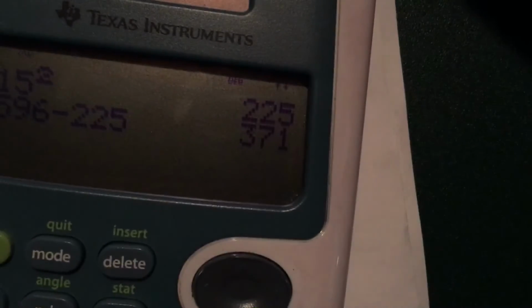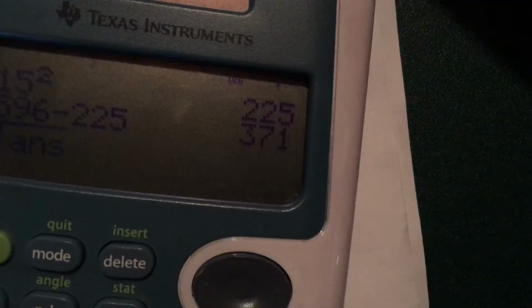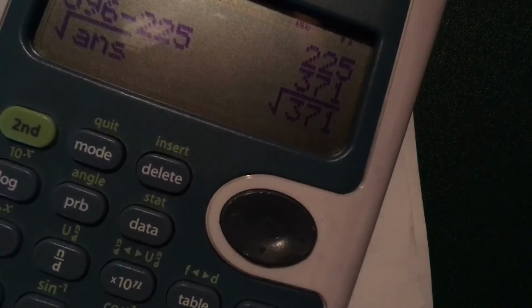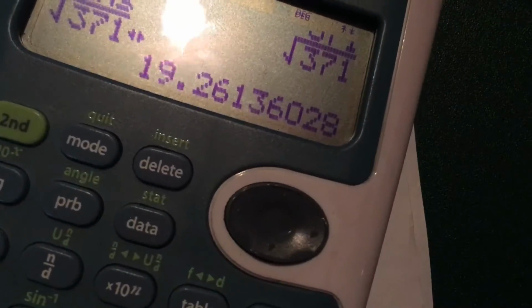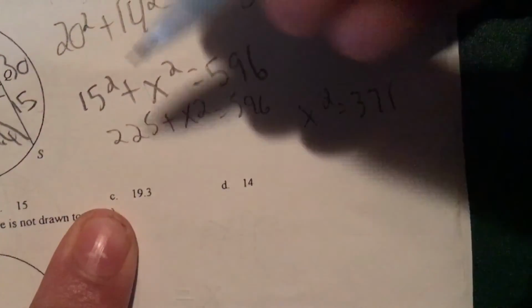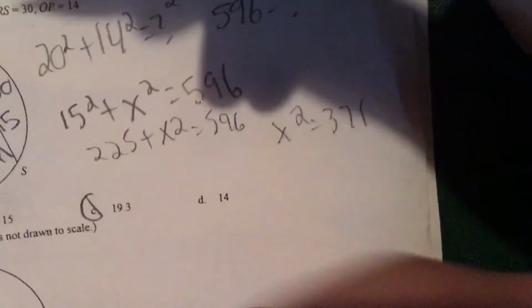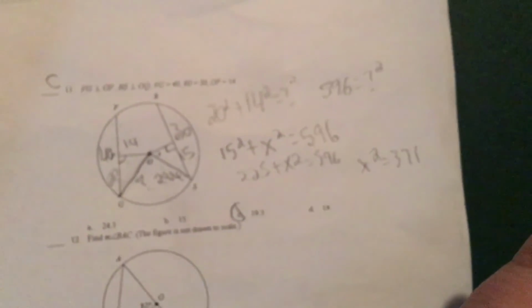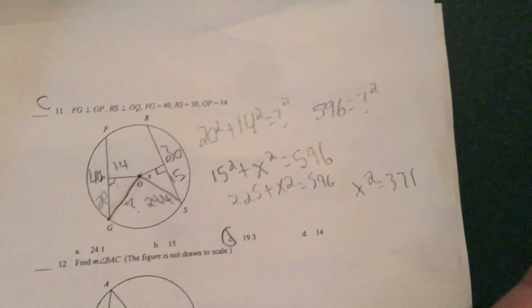Now we're going to do the square root of that, which is 19.26, which should round up to 19.3. Now I put C up there. And that is how you would do number 11.